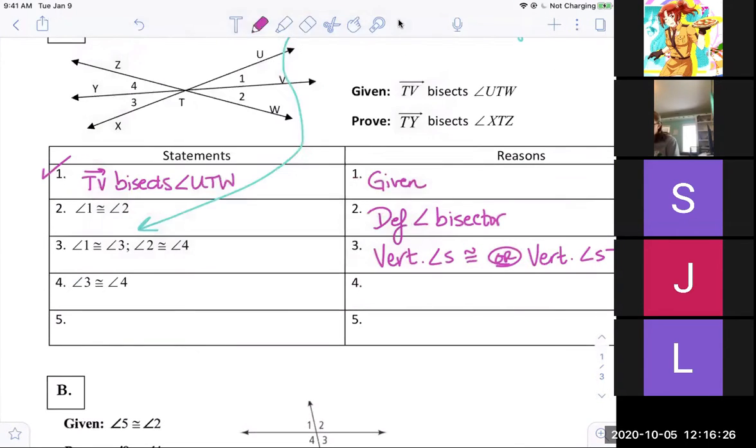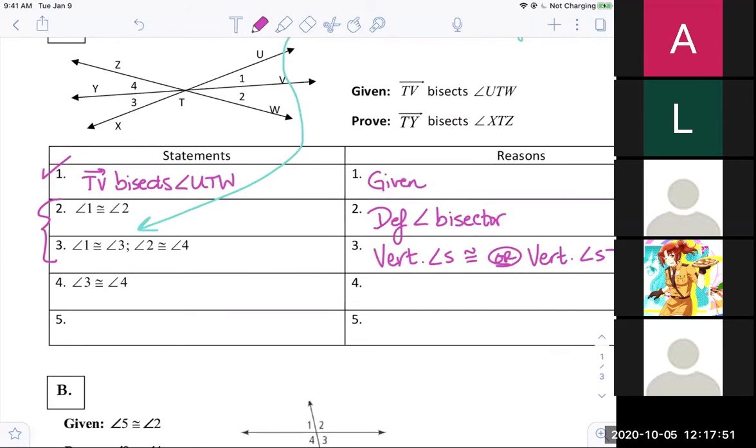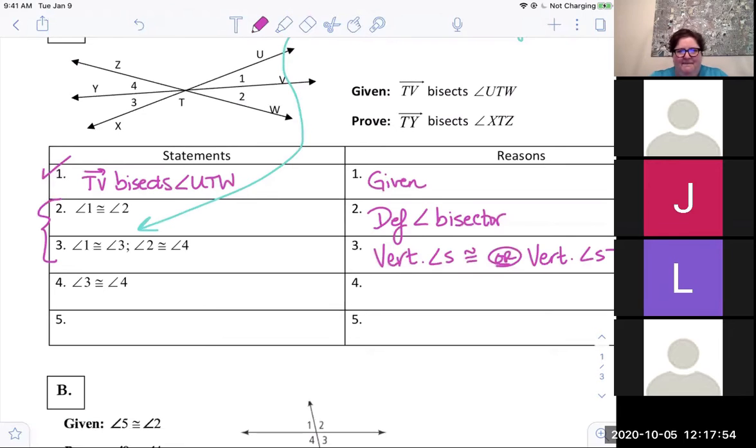Step 4 is going to combine steps 2 and 3. So what's the reason for 4? Rachel, tell me what you think. Is it the substitution property of congruence? Okay, so Jack, tell me what you think about that. I think it is subtraction property of congruence. I think it's transitive property of congruence. That's Nyla. Yeah. Thank you, Nyla.